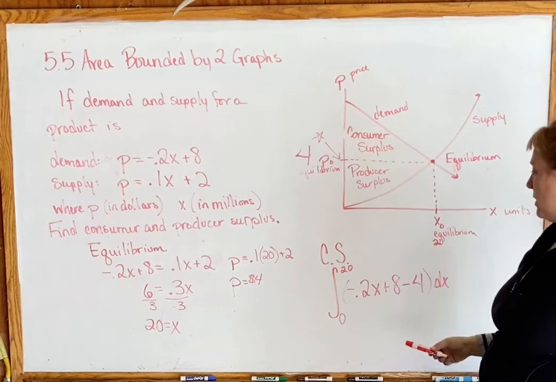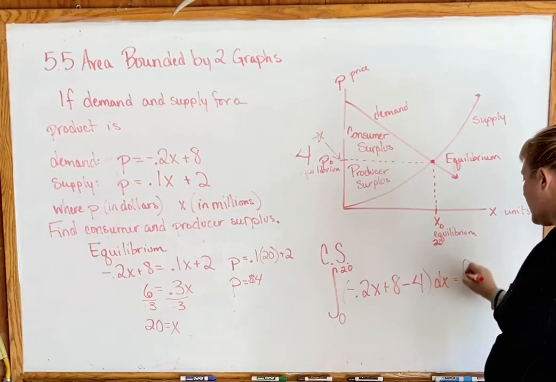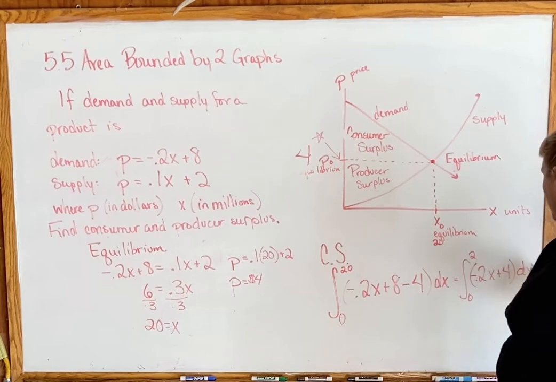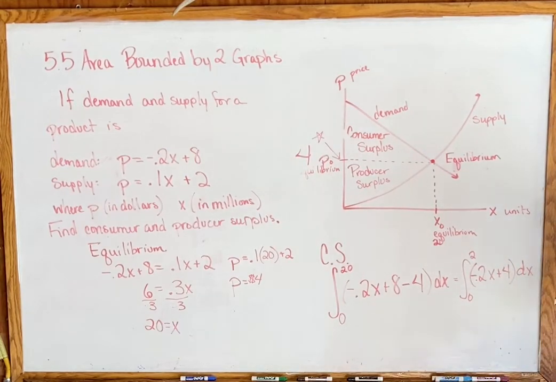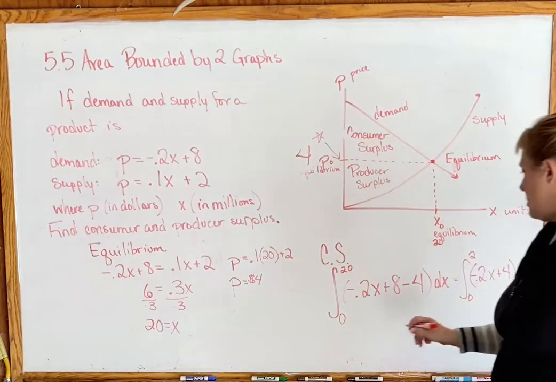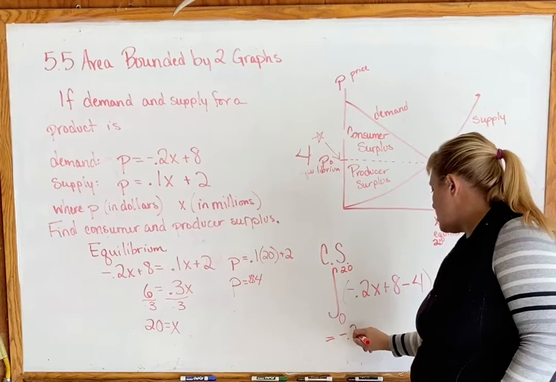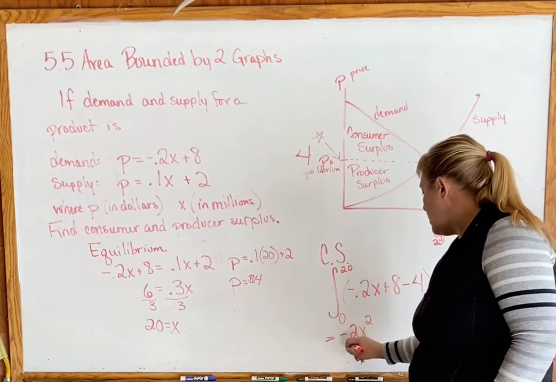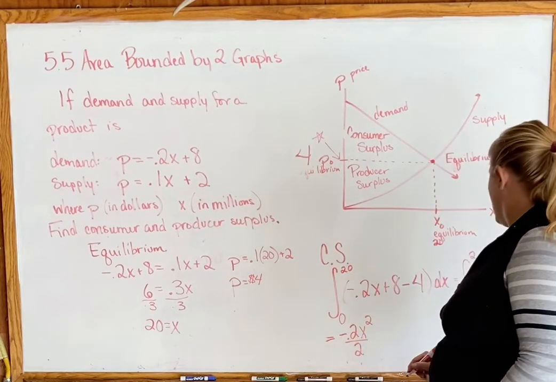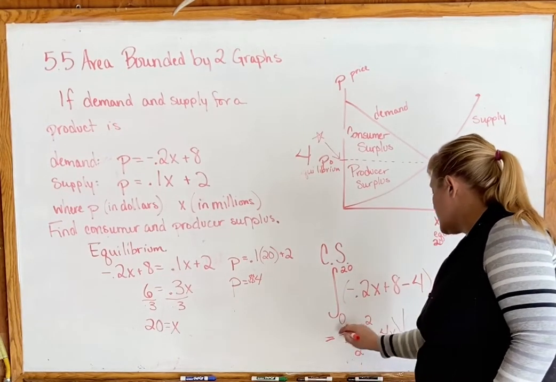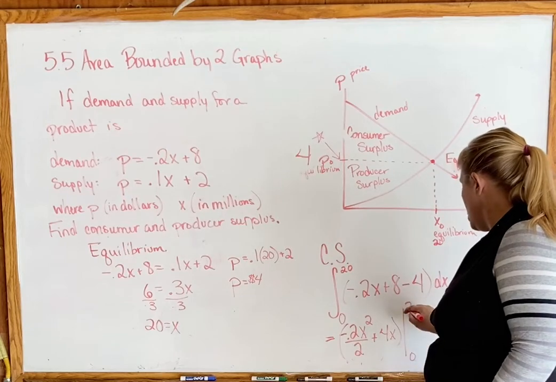Demand minus equilibrium, which if we simplify, we're going to have the integral from 0 to 2 of negative 0.2x plus 4 dx. So antiderivative now, we will have negative 0.2x squared over 2 plus 4x. And remember that this is going from 0 to 2.